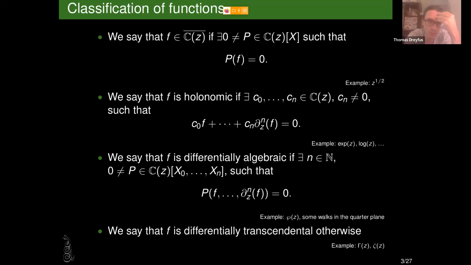and so it brings you to a new notion. I say that f is differentially algebraic if there is a non-trivial algebraic relation between f and its derivatives. The most common example of a differentially algebraic function is the Weierstrass p function. But for instance, you have generating series of walks in the quarter plane that are differentially algebraic. You have a very nice paper of Bernardi, Bousquet-Mélou, and Raschel about it.